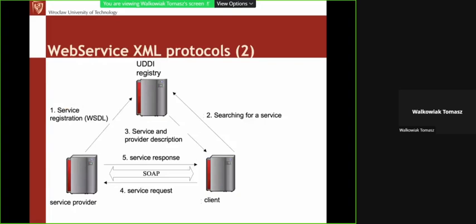So just look again, three elements, slightly different naming, but still three elements doing more or less the same stuff. So the service provider registers its functionality, so it sends the WSCDL standard stuff.